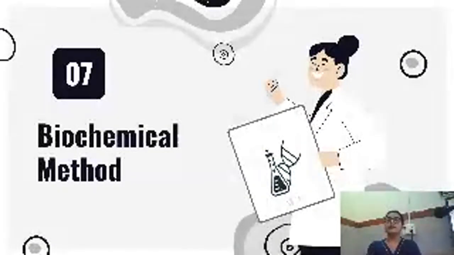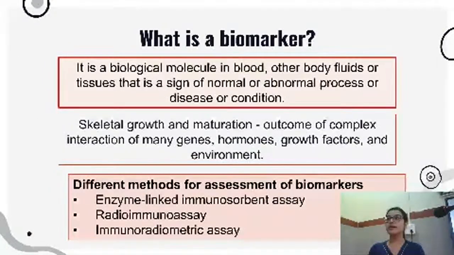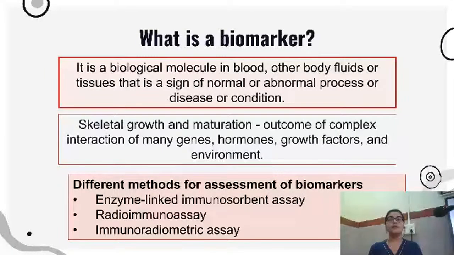So coming to biochemical methods for assessment of skeletal maturity. What is a biomarker? A biomarker is a biological molecule in the blood or other body fluids or tissues, which is a sign of a normal or abnormal process, or a disease or a condition. Skeletal growth and maturation is an outcome of complex interaction between genes, hormones, growth factors and environment. There are various methods for assessment of biomarkers, which include enzyme-linked immunosorbent assay, that is ELISA, then radioimmunoassay and immunoradiometric assay.